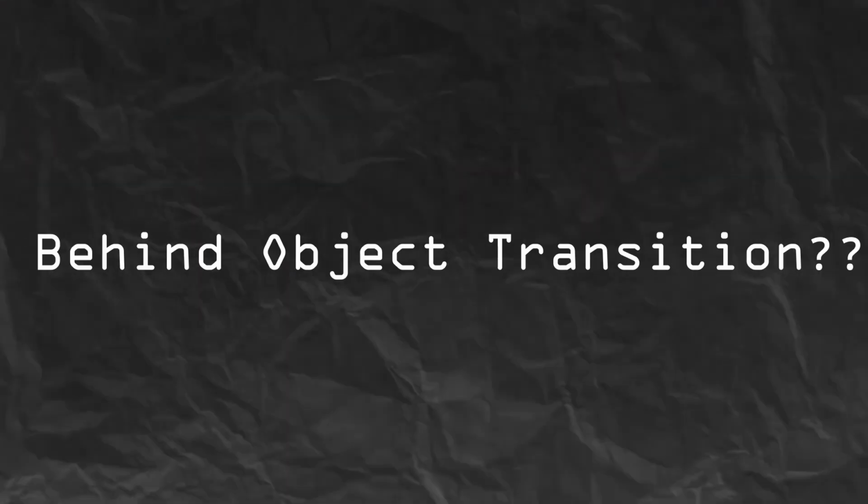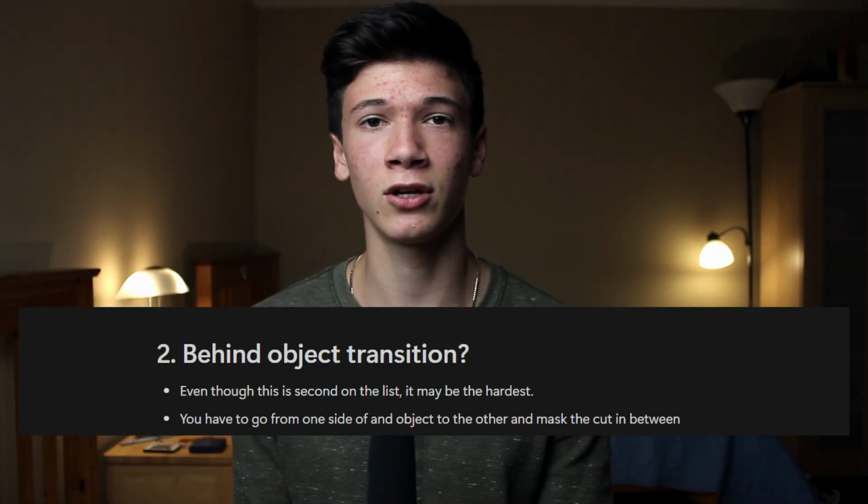Now, the next one is the behind object transition. That's actually not what it's called. It's just what I have written down in my notes. I tried to find it. I don't know what it's called. But it's basically where you move from one side of an object, like a pole or a tree, to the other, and then while that object is completely taking up the frame, that's where you make the cut. Even though this is only the second transition on the list, it very well might be the hardest.